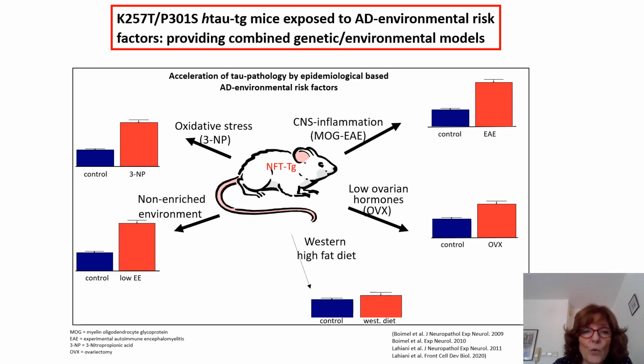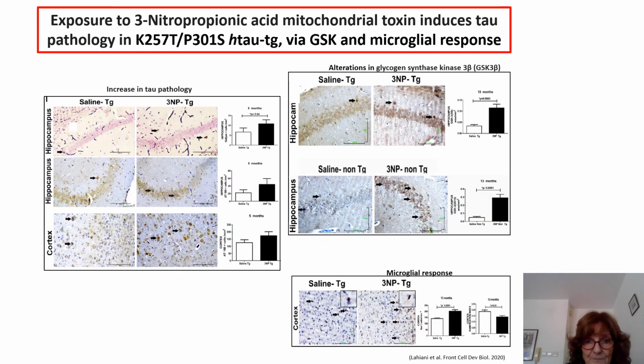And we wanted to see how this mutant tau reacts with environmental risk factors for Alzheimer's, epidemiologically based. We see that inflammation enhances the tangles, surgical menopause enhances, oxidative stress, and environmental enrichment. So we see tau, without the mediation of amyloid, responds to various triggers and enhances the pathology. Actually, this can also be used in combined models to test genetic and environmental factors.